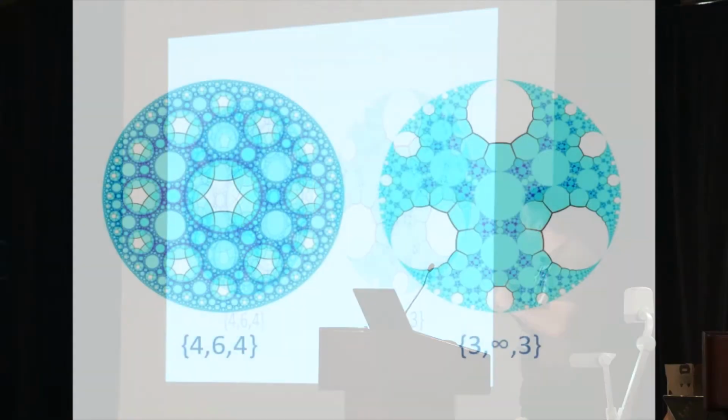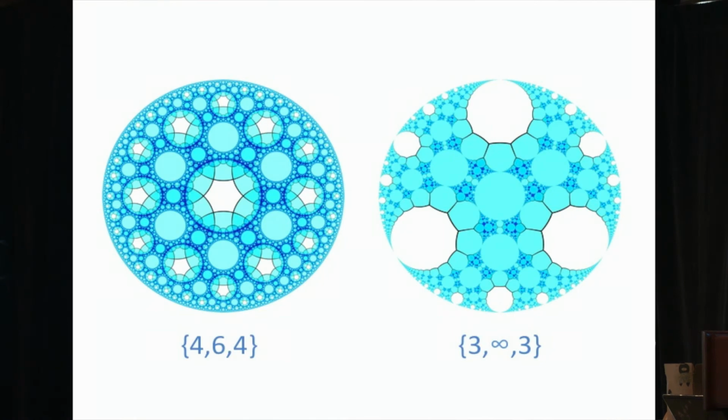Here's a couple of self-dual ones that really stuck out to me when we were making images. The 464, again, you see these little 6-4 tilings. So the QR shows up as these little tilings on the boundary, and they're arranged in a 4-6 pattern.